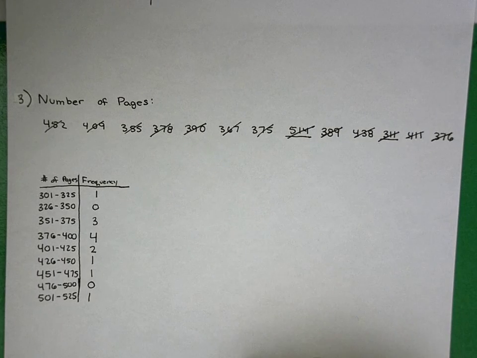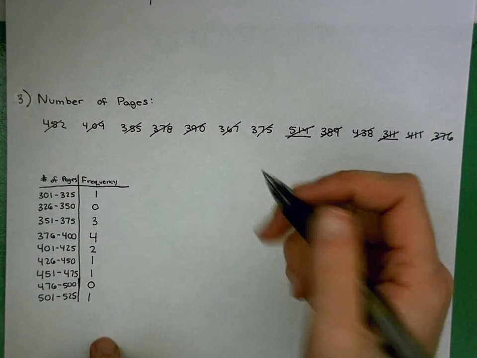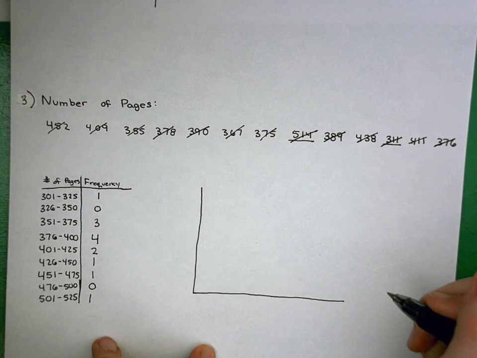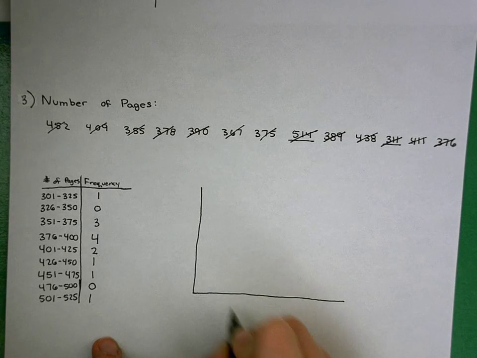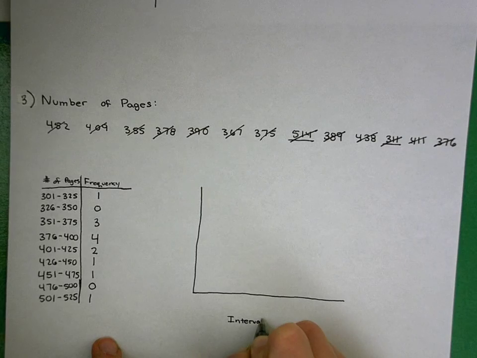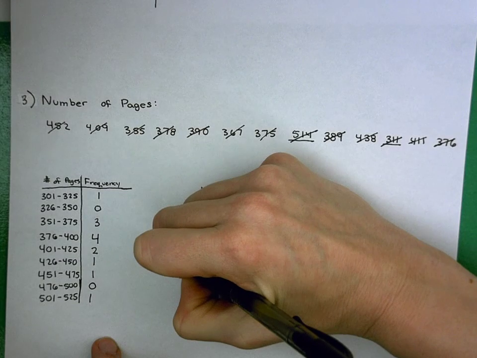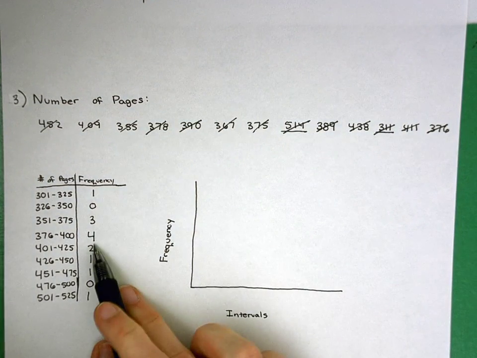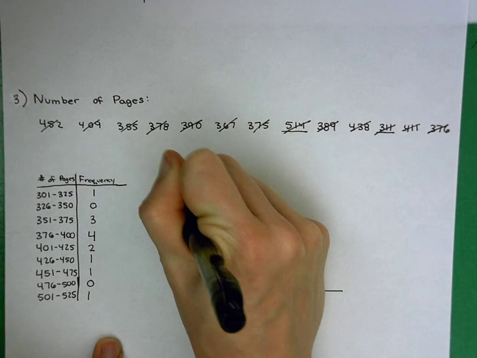And again, if you had counted by 50s, you'd have fewer intervals. These numbers would potentially be a little bit different. Okay? But here's what a histogram looks like then. A histogram is essentially a bar graph with no spaces in between them. Right? Down on the bottom here, we're going to go ahead and put our intervals. And on the side, we're going to put our frequency. Okay? And my highest frequency here is 4. 1, 2, 3, 4.